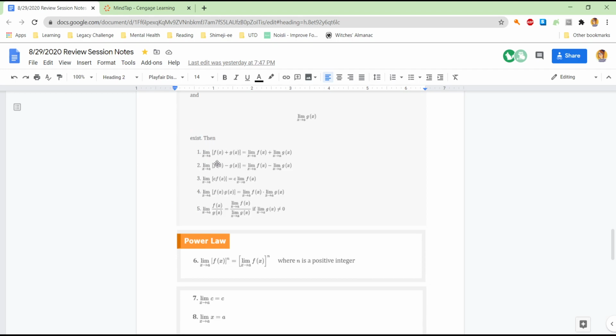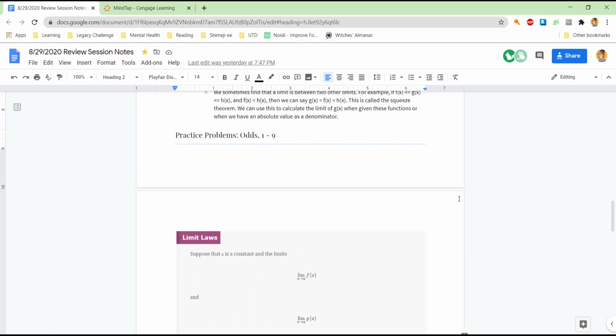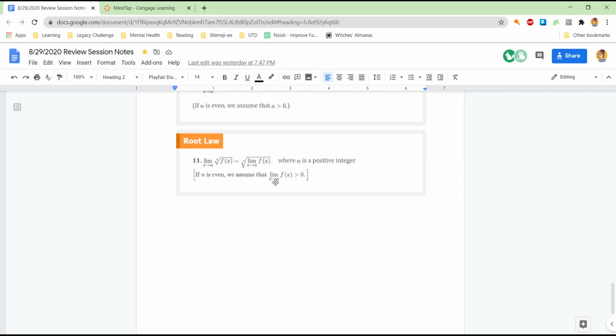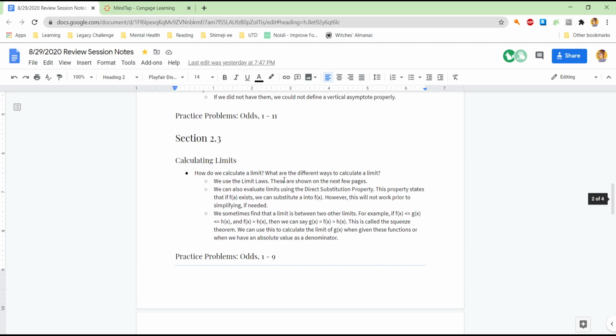If you have a log of f of x plus g of x, you can separate that out into log of f of x plus log of g of x. Same thing with limits. So feel free to review that. I have them all listed here so that you guys can look at it really easily. But I did want to go over specifically the direct substitution property, and I also wanted to go over a problem or two on the homework that we did, because I know that some people were having some issues.